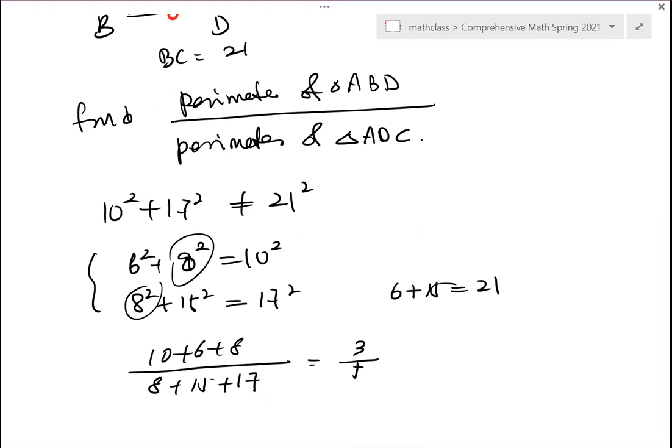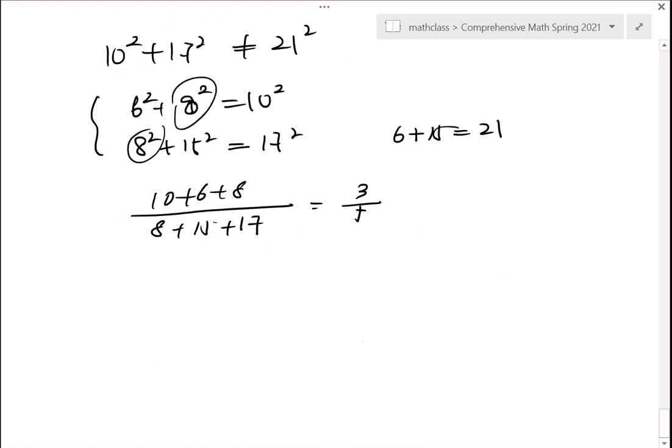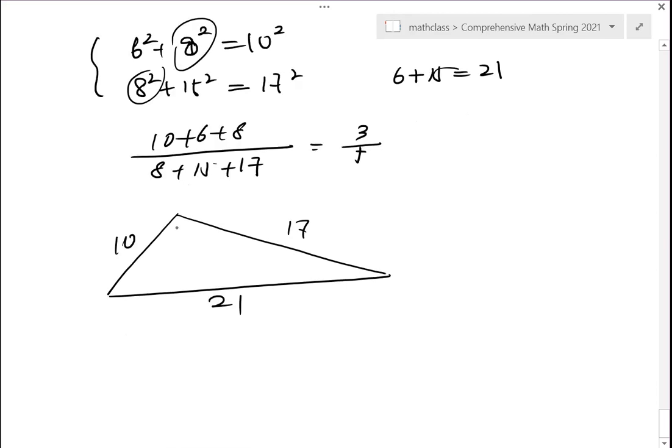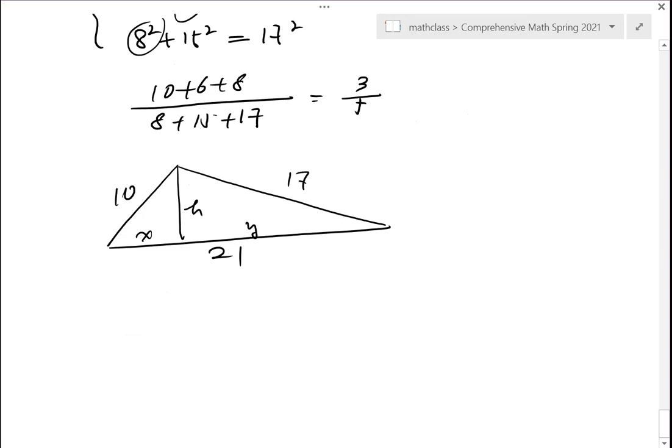Now, if you cannot see that, what are you going to do? Okay, this is a 10, here's a 17, right? And here's 21. If you cannot see that, then what you should do, you have to find the h, you have to find the x, you have to find the y. So you write all the equations you're going to have.